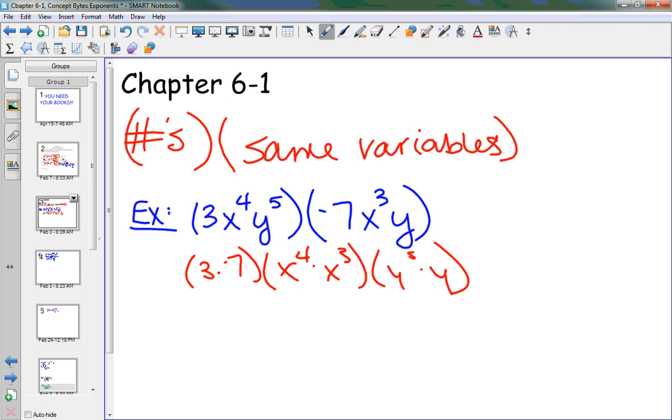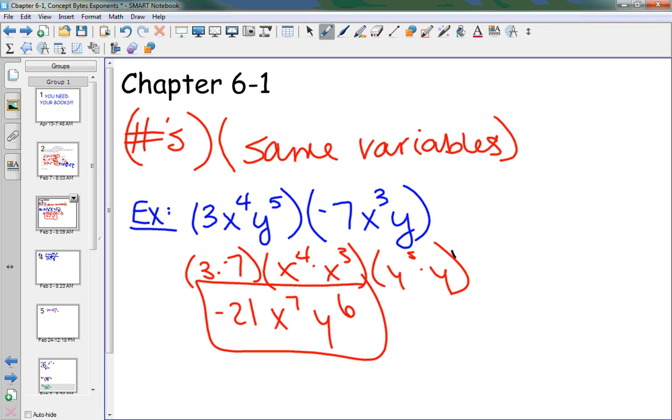What's 3 times negative 7? Negative 21. How are the x's attached? So what do I do with the exponents? So that gives me x to the 7th. How are they attached here? Multiplication. This is going to be understood to be a 1 there. So what is 5 plus 1? Y to the 6th. Done.